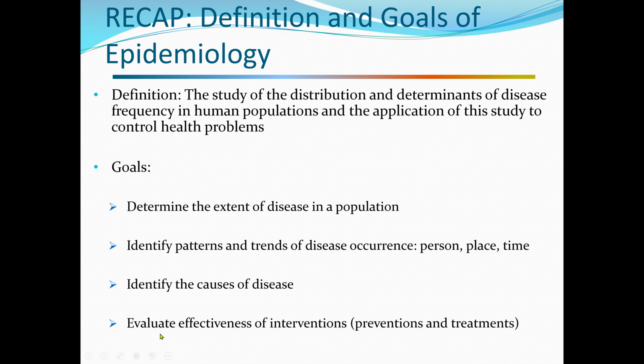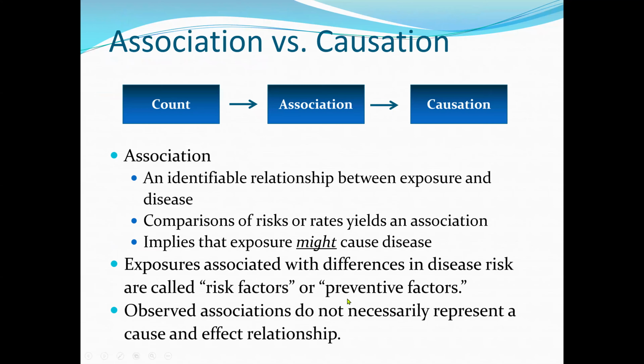The last goal is to evaluate the effectiveness of interventions, for example, if we have a prevention program or treatment program. An example of a prevention program would be for the HIV virus: one prevention program would be practicing safe intercourse, while other diseases may have a different program. Or if there's a treatment, again, we evaluate it.